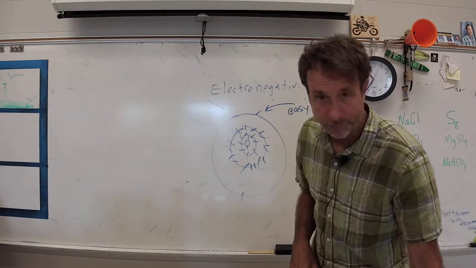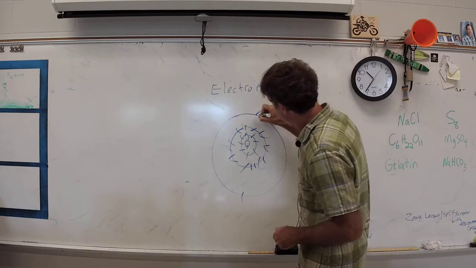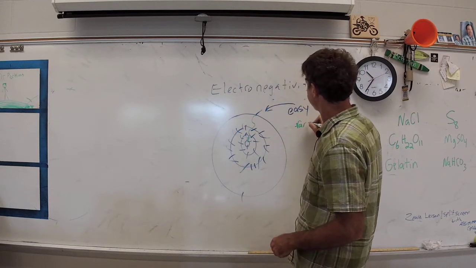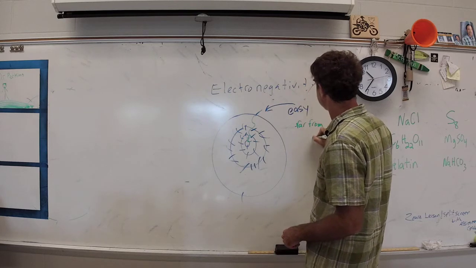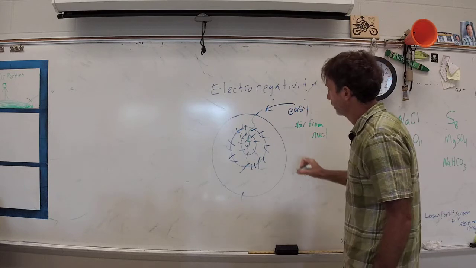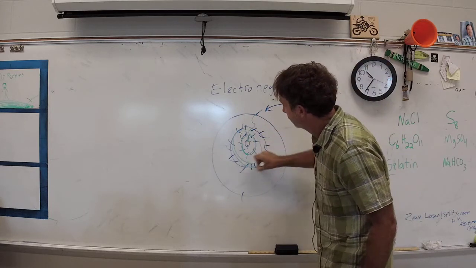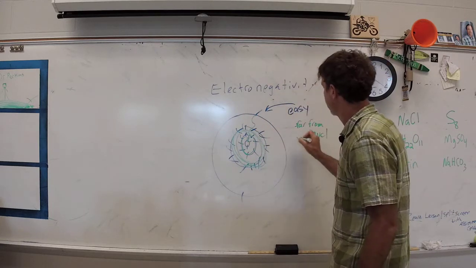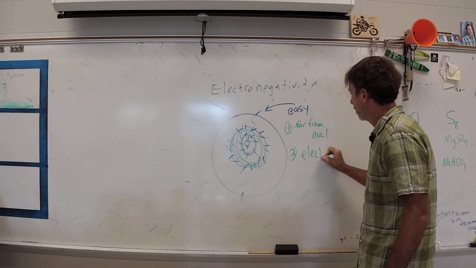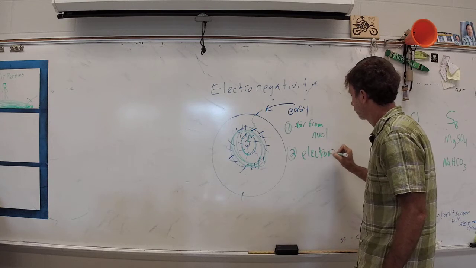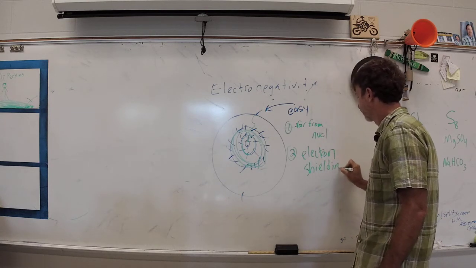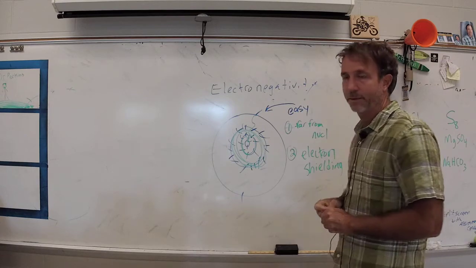Here are the 2 reasons that should have been your answer. 1, it is very far from the nucleus. And reason number 2, all of these electrons are getting in the way. So reason number 2 would be electron shielding. All right, thanks for playing.